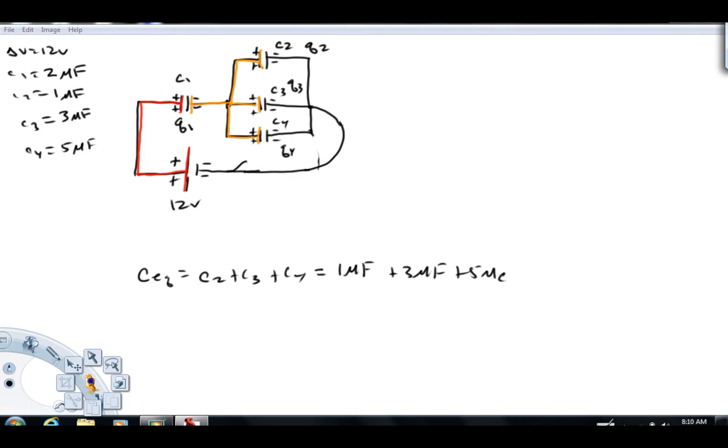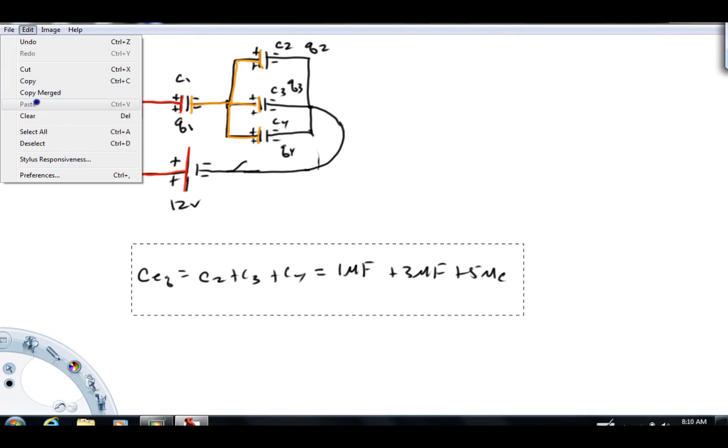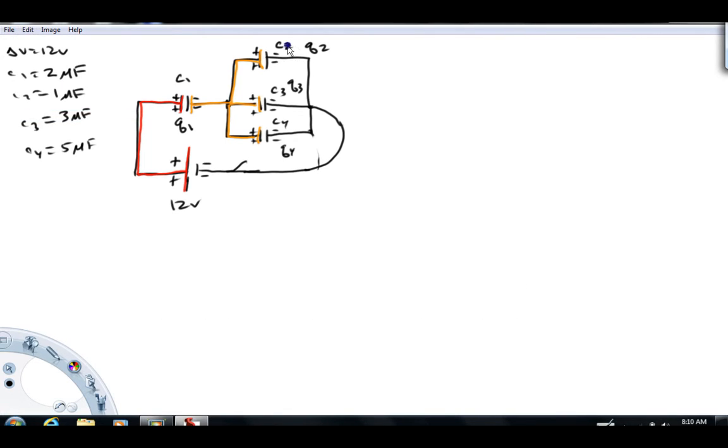Now, I don't need this work anymore, so I'm just going to get rid of this to save myself some room here. All right, so what we know is that the equivalent capacitance of this combination is 9 microfarads. So I'm going to go ahead now and redraw the circuit. Here's my C1. And in the place of all of this stuff, I'm going to put a 9 microfarad capacitor, because that's what we just calculated, a capacitor that would be equivalent to C2, C3, and C4 in parallel. So now our system looks like this.